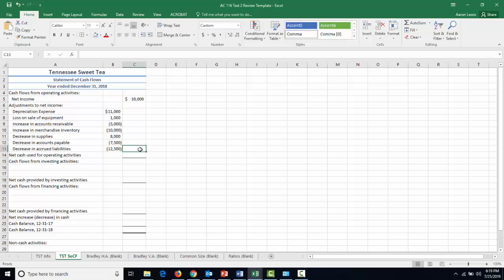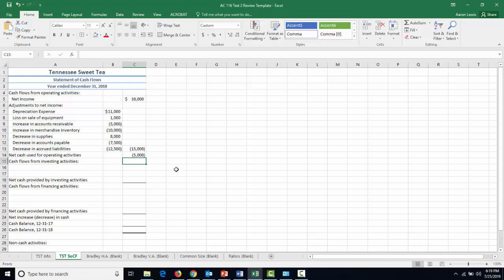Since this is the last of our current accounts, our last of our adjustments, if you will, what we're going to do over here is find the subtotal of it. So we equal sum, open a parenthesis, select the whole entire range of cell B7 to B13 where all of our adjustments are, close the parenthesis, and we hit enter. We come up with a total amount of adjustments of a decrease of $15,000. So our net cash from operating activities is equal to our net income plus our total amount of adjustments.